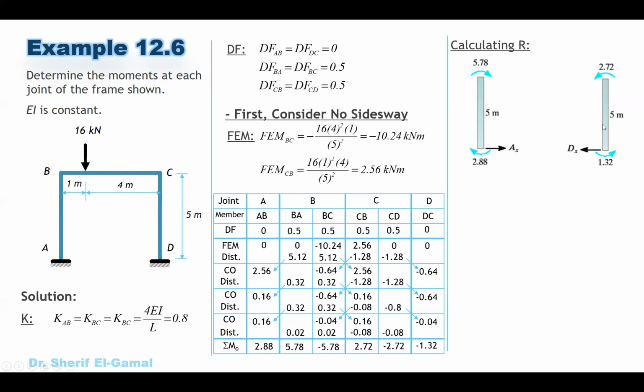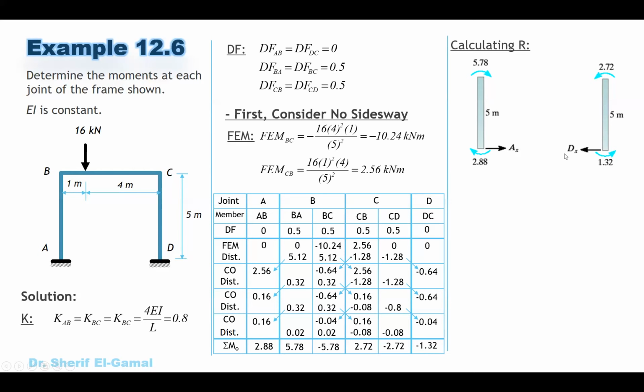Then let's go to the last element, the column CD. Okay, the last one, DC, which is this one, minus 1.32, minus, it means counterclockwise. Then the CD is minus 2.72, so again, it is counterclockwise. So now we need to find the reactions here, AX and DX.